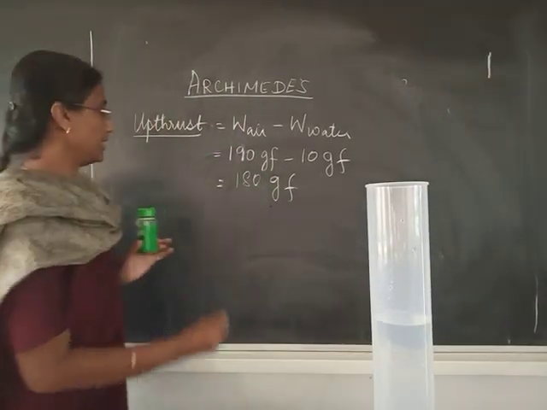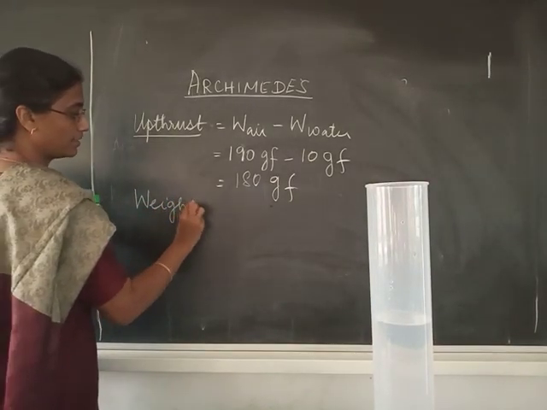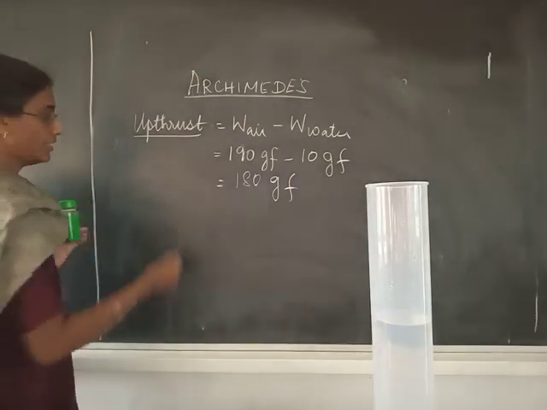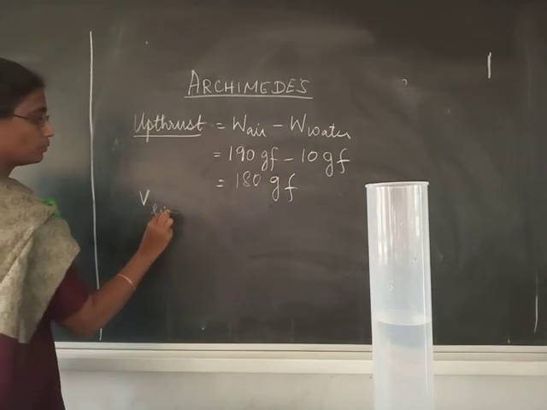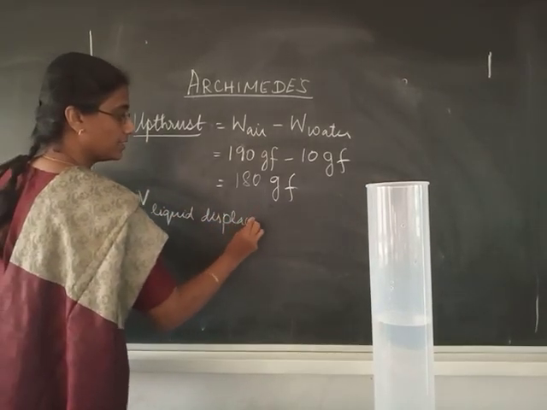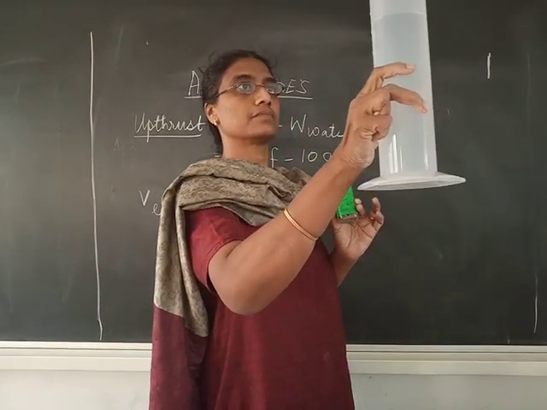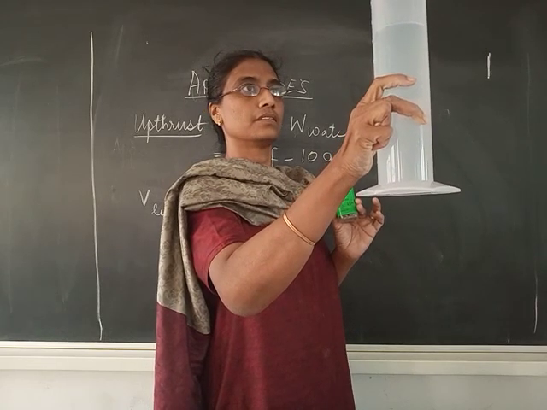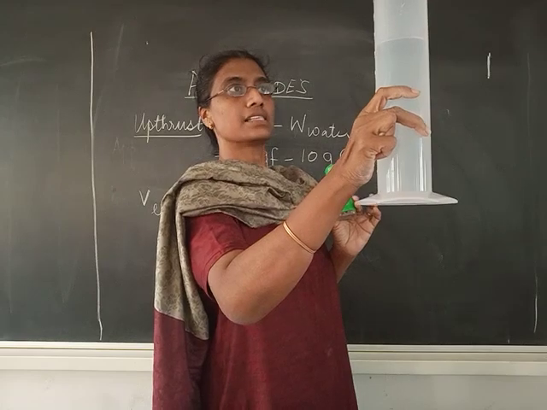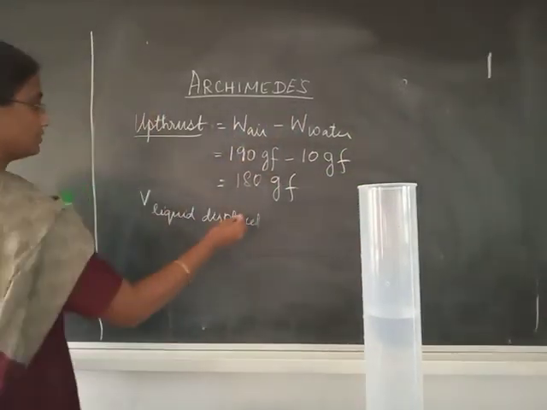Next I have to find the weight of the liquid displaced. Before finding weight, first I can find the volume of liquid displaced. How do I find that? Before putting the solid inside this, the water level is showing 750 ml. 750 ml.